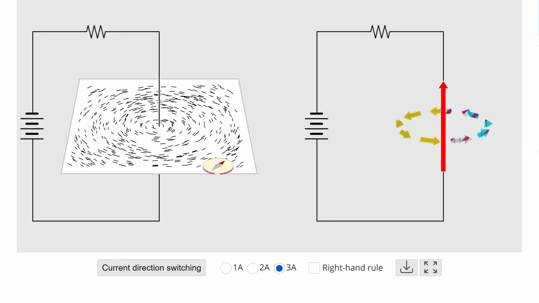And if I increase the current, look what happens over here. The magnetic field pattern increases and it becomes more defined. And so we can see that very clearly. It's not making any difference to the direction over there. If I show my right-hand rule, you can indicate that very clearly.